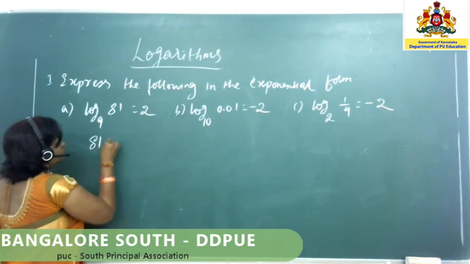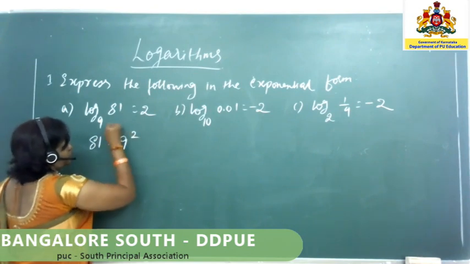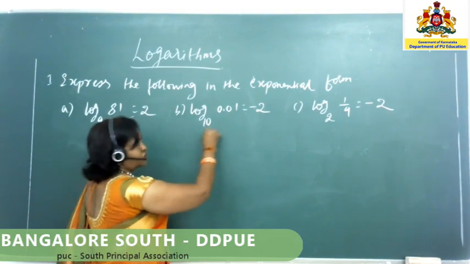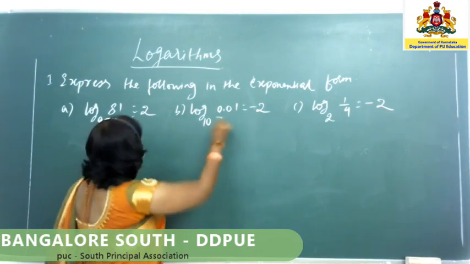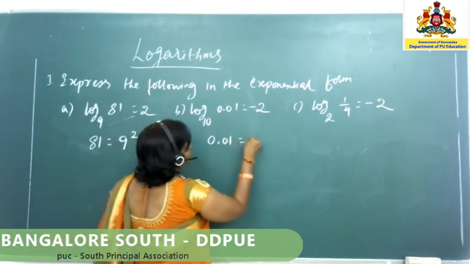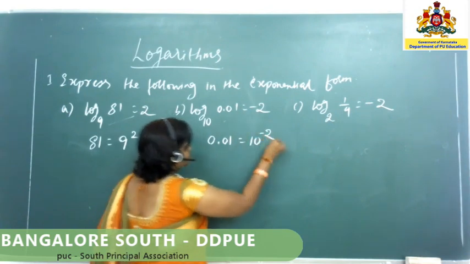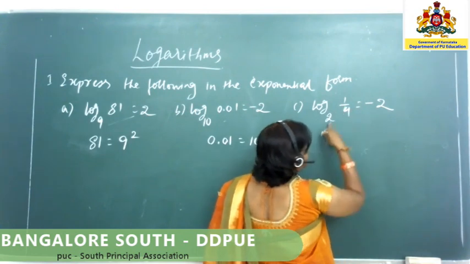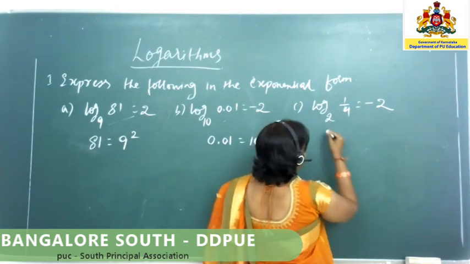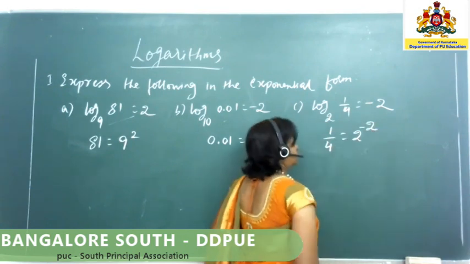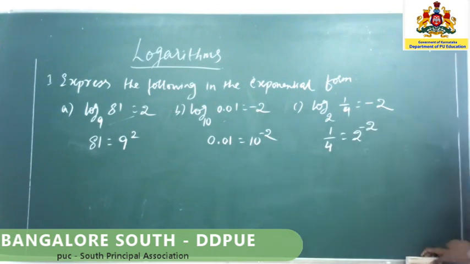So 81 is equal to 9 square. And log 0.01 to base 10 is equal to minus 2, so you can express it as 0.01 is equal to 10 to the power of minus 2. Log 1 by 4 to base 2 is equal to minus 2 can be expressed as 1 by 4 is equal to 2 to the power of minus 2. So these questions are asked for 1 mark.